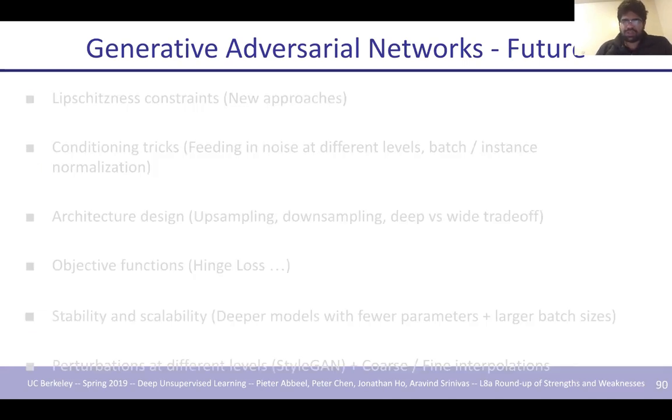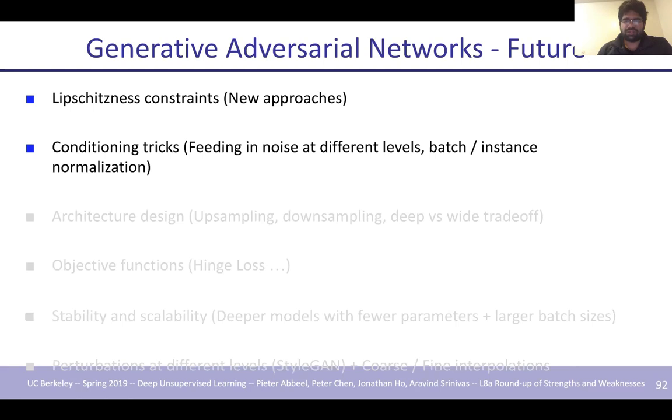So future work in terms of modeling, you can think of more approaches for Lipschitzness, better conditioning tricks, like how to feed noise at various levels. Like for instance, StyleGAN basically innovated there. Batch or instance normalization, how to design better architectures, what kind of upsampling and downsampling ops to use, how to do channel upsampling and downsampling without introducing a lot of parameters.